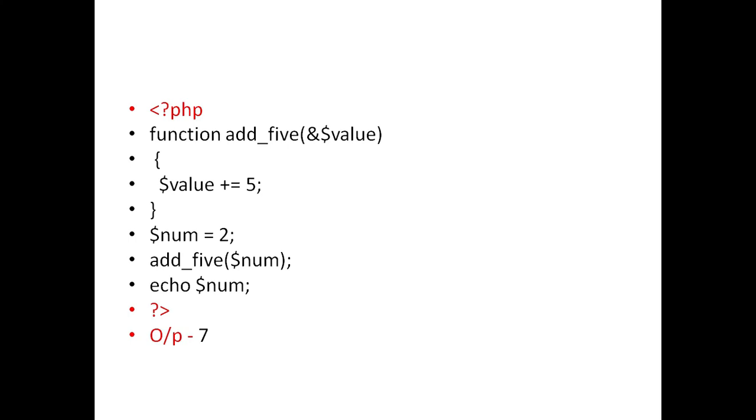Here is an example. Here function add5 is defined with parameter value is passed as a reference. And inside the function we have added 5 to the value. Then another variable num is defined which is assigned value 2, and when we pass the num as a parameter to the function, the output will be 7.